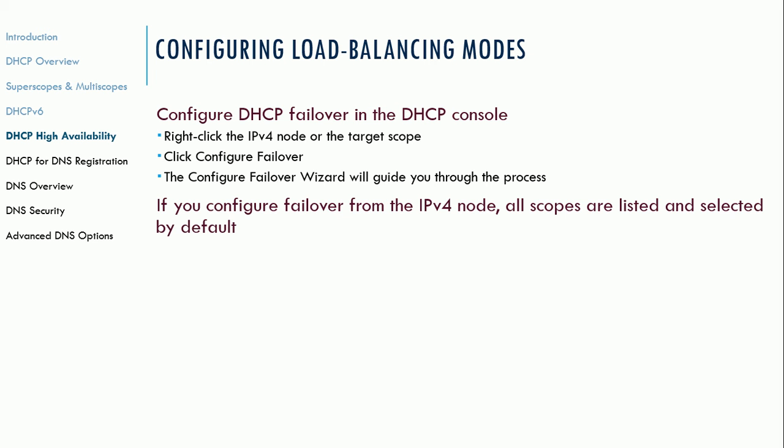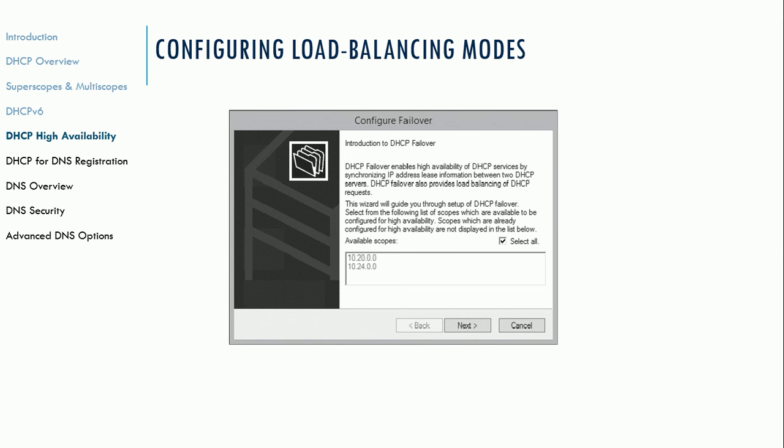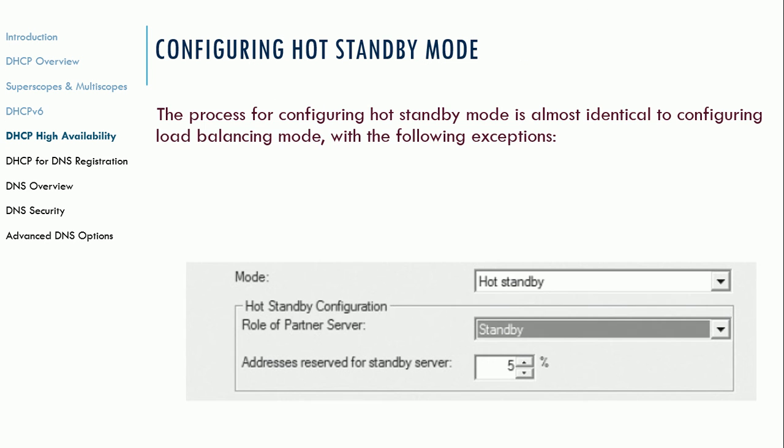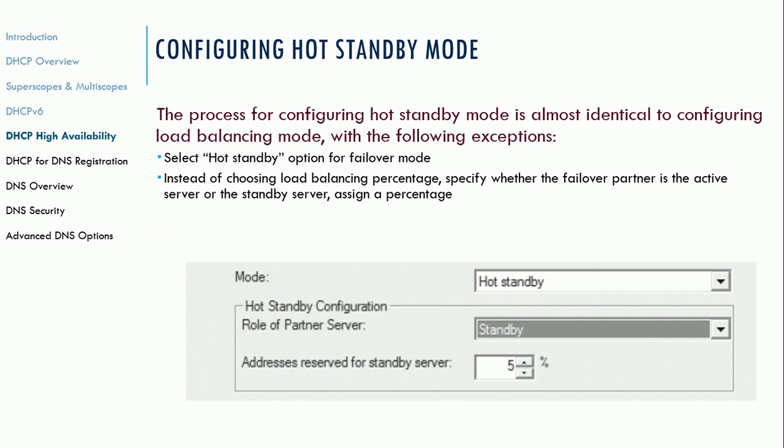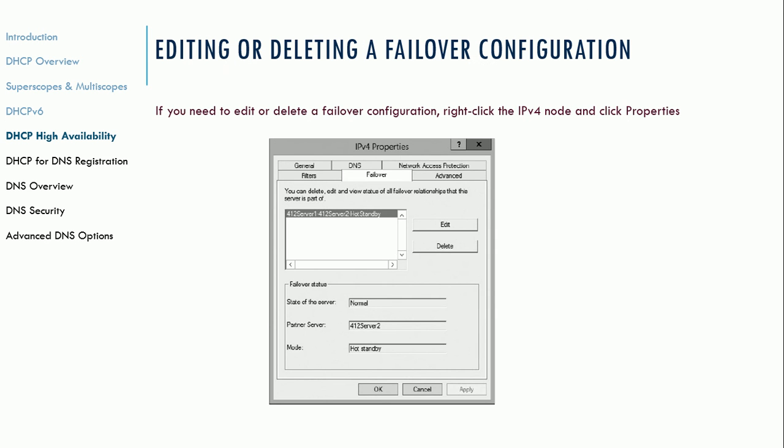If you configure failover from the IPv4 node, all scopes are listed and selected by default. So that's what the dialog box is going to look like. And if you're going to use the standby mode, hot standby mode is basically one of the DHCP servers is going to stand by and be ready to serve out leases in case the primary server is not responding. So you can select the hot standby option for failover mode. Instead of choosing load balancing percentage, specify whether the failover partner is the active server or the standby server. And that's it. So easy peasy.